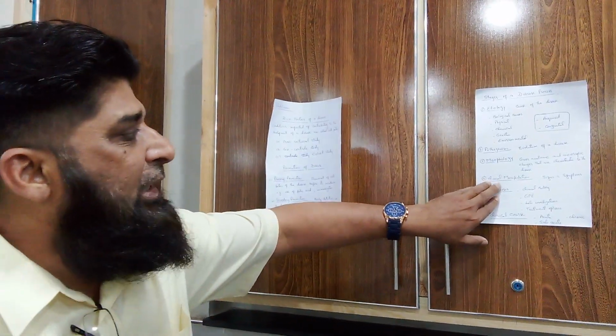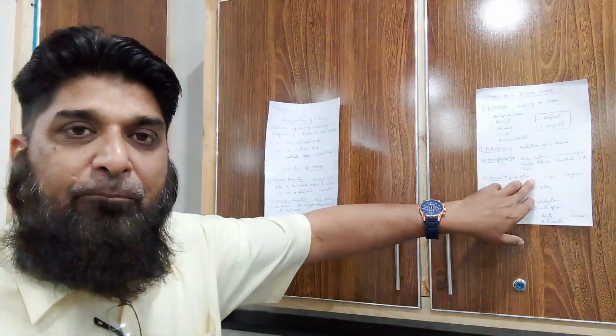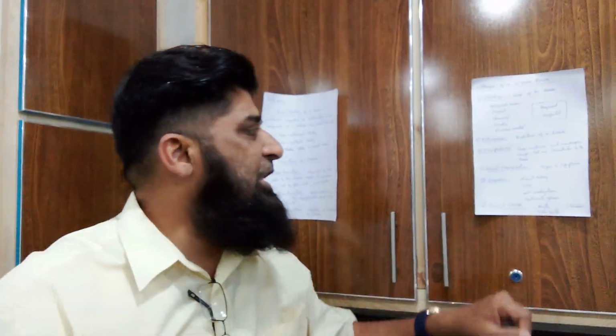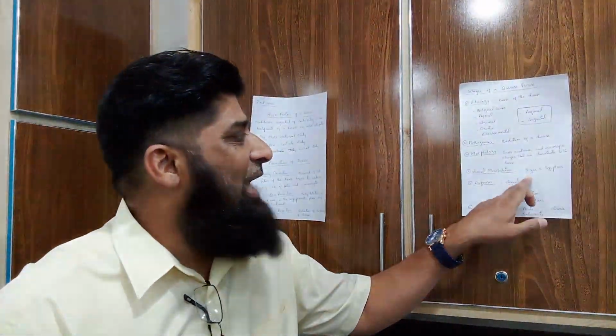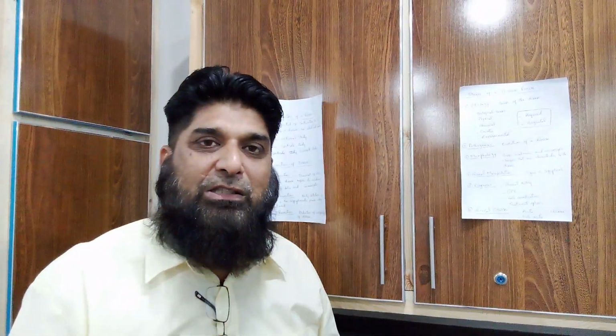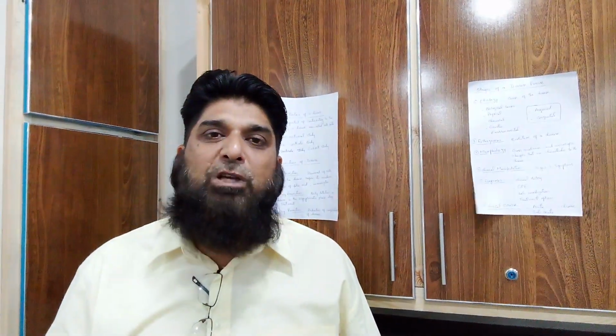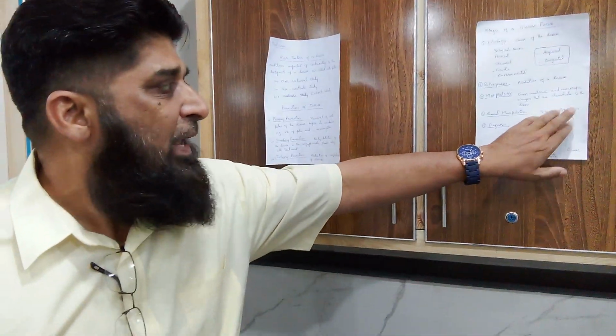Number 4 point, clinical manifestations. Clinical manifestations, students, include signs and symptoms of the disease. What are signs? Signs is an observation of a technical person of manifestations of the disease. And what are symptoms? Symptoms are manifestations observed by the patient itself.